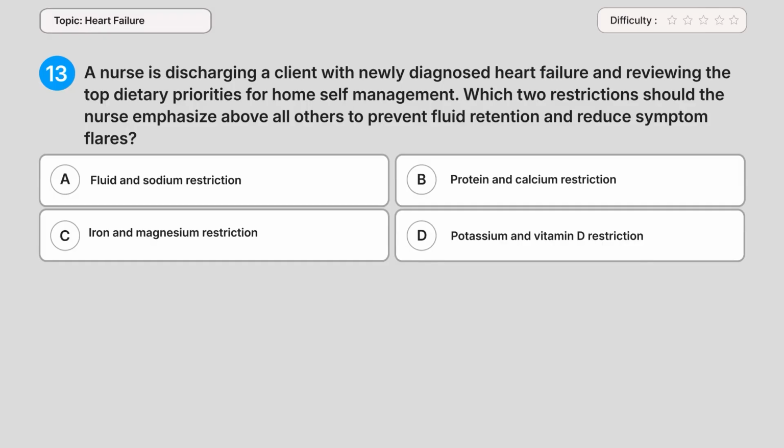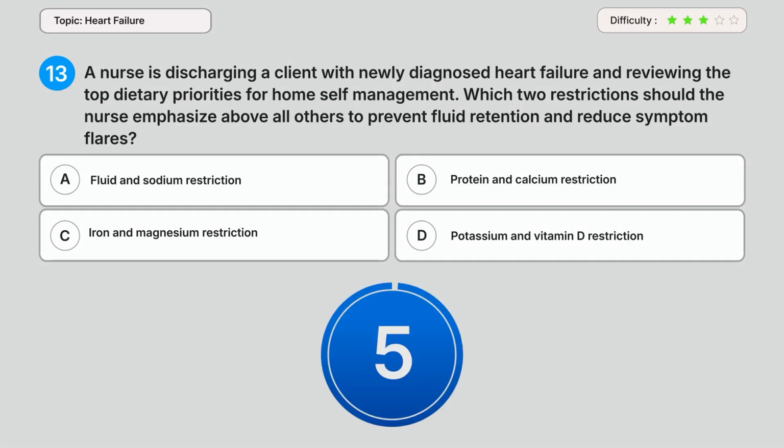13. A nurse is discharging a client with newly diagnosed heart failure and reviewing the top dietary priorities for home self-management. Which two restrictions should the nurse emphasize above all others to prevent fluid retention and reduce symptom flares? A. Fluid and sodium restriction. B. Protein and calcium restriction. C. Iron and magnesium restriction. D. Potassium and vitamin D restriction. Can you guess the answer?